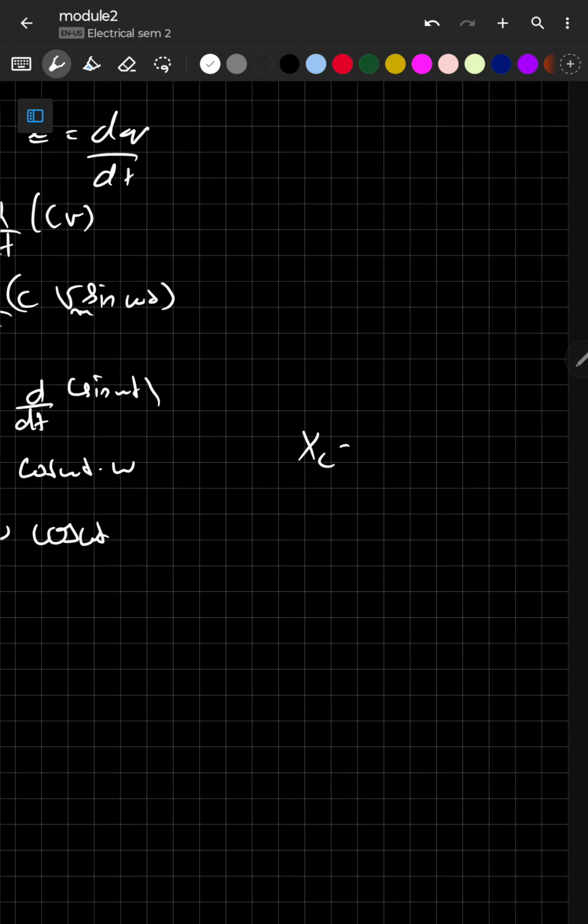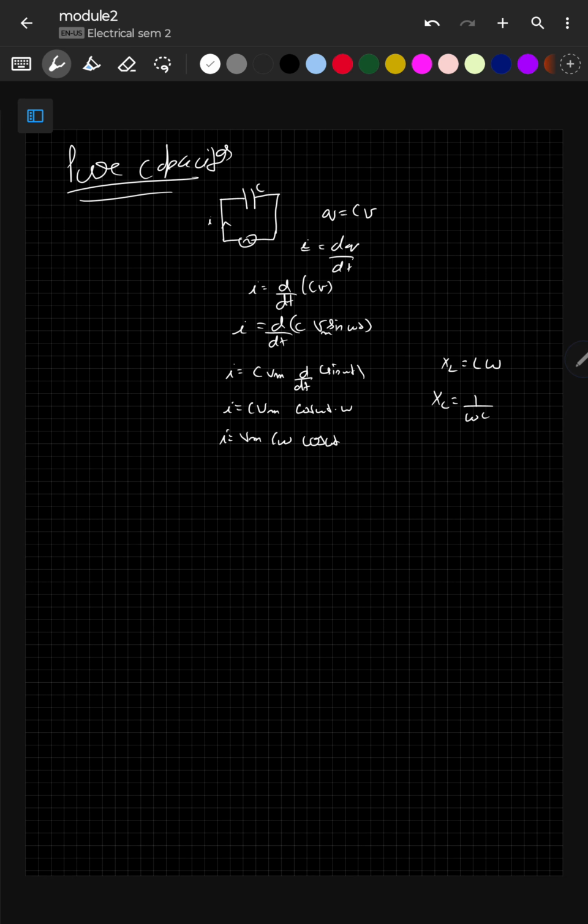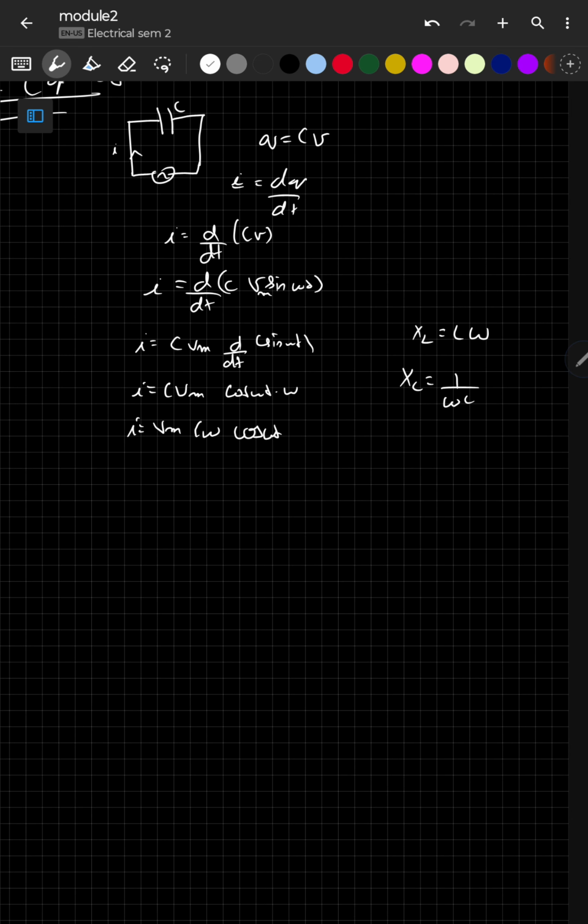Now Xc is basically 1 by omega c. XL is L omega, that is okay, but Xc is 1 by omega c. XL is in the same line, XL equals L omega, so we could replace it easily. Here you see XL was L omega, we could replace it easily, but here Xc is 1 by omega c, so omega c is going to be 1 by Xc, so I equals Vm by Xc cos omega t.